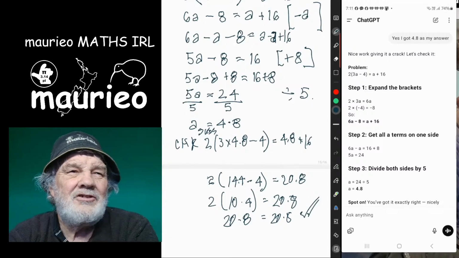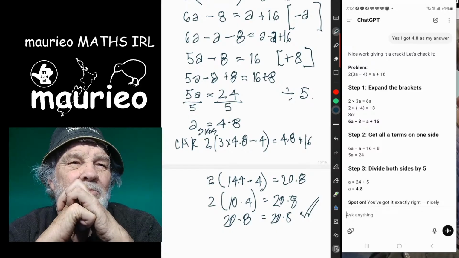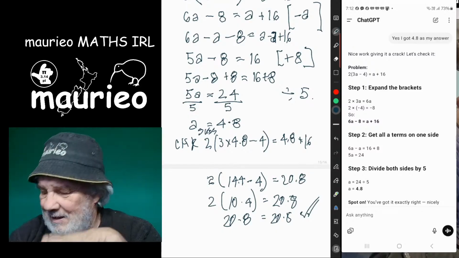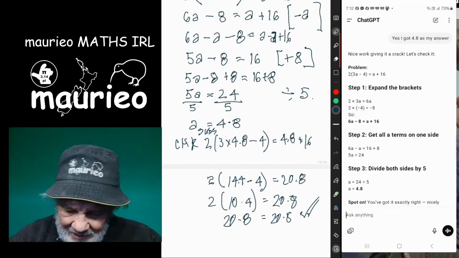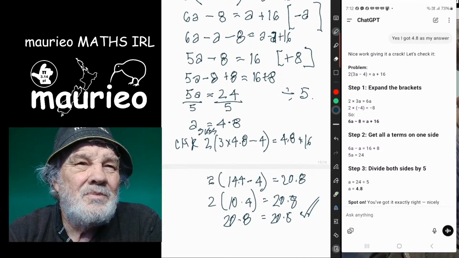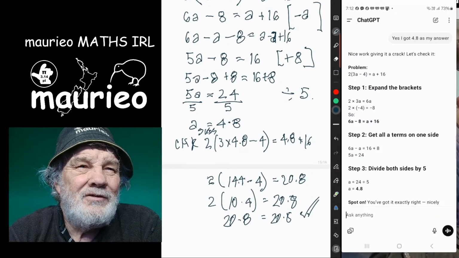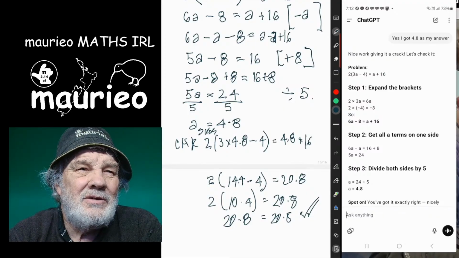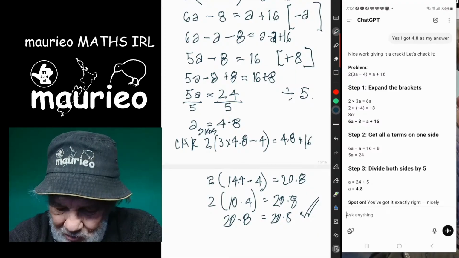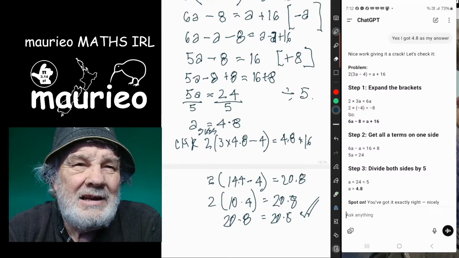Equals 16 plus 8. So, yeah, they did it a bit quicker than I did. What they did here is subtract the a from the left side and add the 8 to the other, so they got there very quick. 5a equals 24, which is what we got, and then we divided both sides by 5 to get 4.8. Spot on, you've got it exactly right.